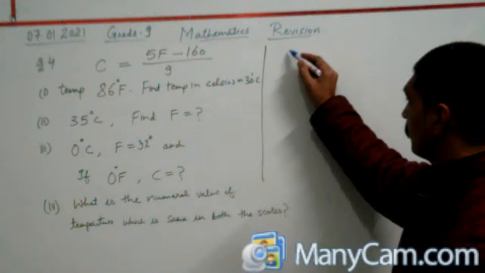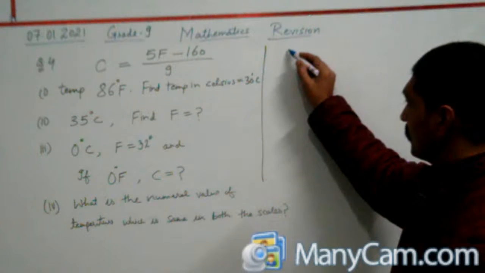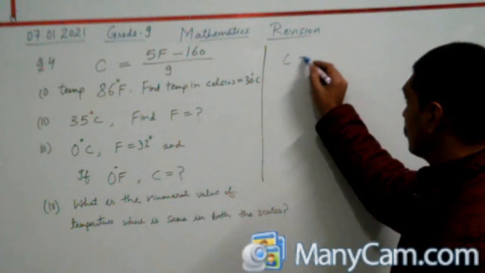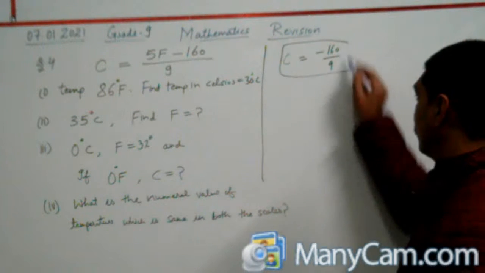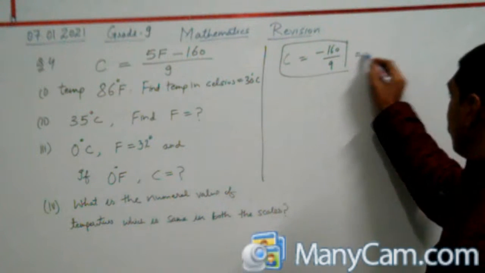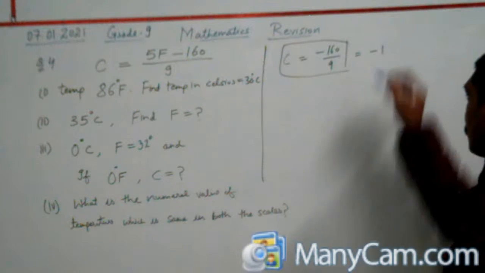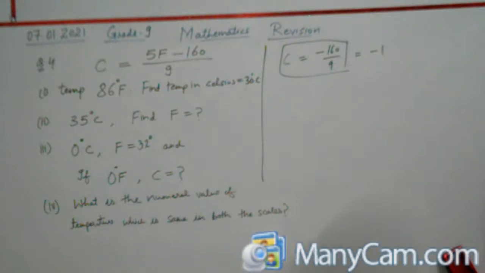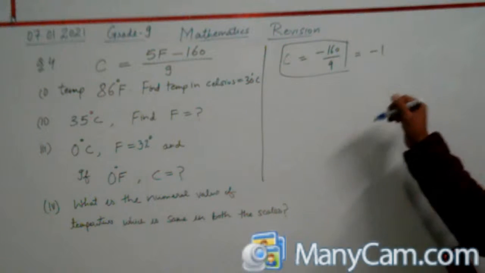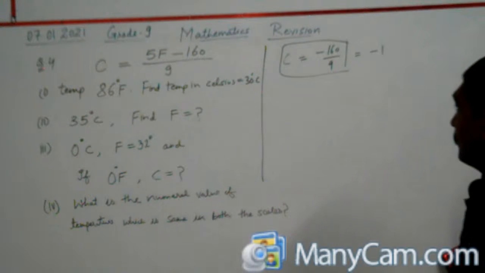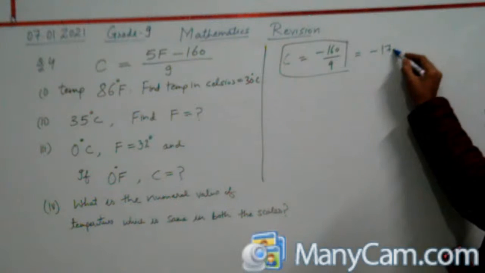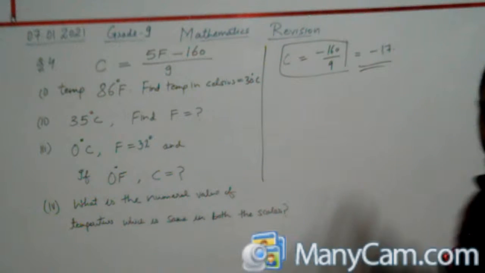So here the Fahrenheit scale is 0. So C is equal to minus 60 upon 9. When you divide here, 9 sevens are 63, and again 7. So it is near about minus 17.7.